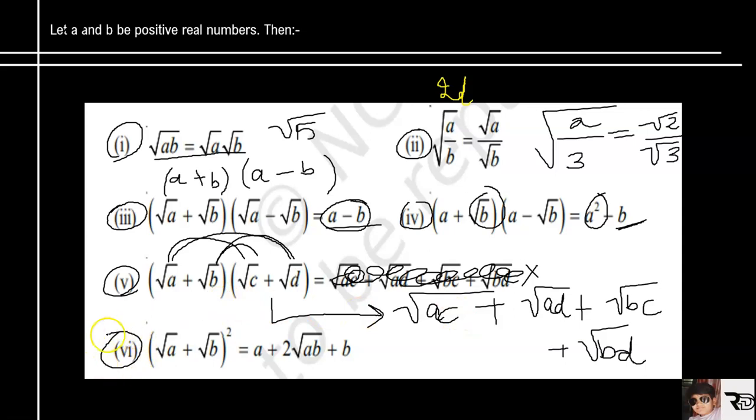So now the sixth and the last one is root A plus root B whole square. This is the same as A plus B whole square, which used to be A square plus 2AB plus B square.